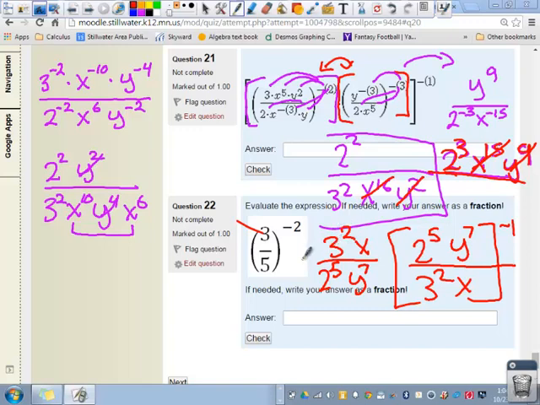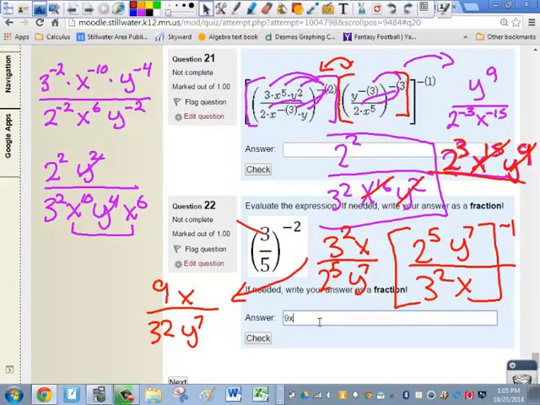3 squared is 9. Just run out of space. Sorry, everyone. 3 squared is 9x. 2 to the 5th, 2 times 2 is 4, times 2 again is 8, times 2 again is 16, 2 again is 32, y to the 7th. So there's your final solution. Nice and pretty. So we got 9x divided by 32y to the 7th.